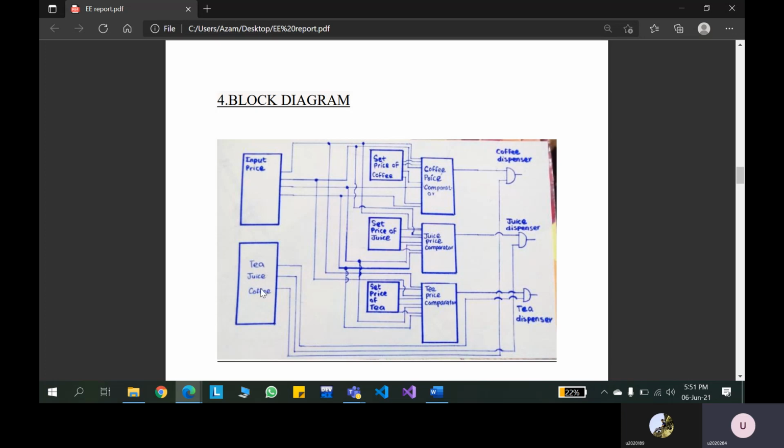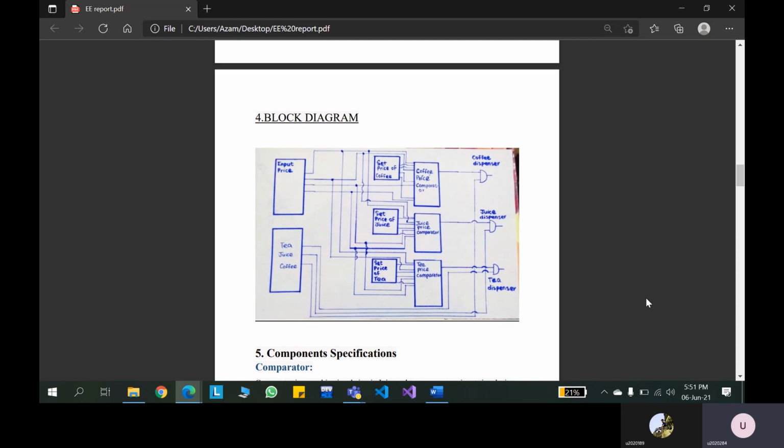He has to select one of them, tea, juice or coffee, and then the money provided by the user will go forward and be compared using a comparator with the price of the item which he wants to get dispensed. If the price of the item and the money provided by the user are equal and the item selected by the user is also one, in that case that particular item will get dispensed. Now I would like to call Jawad, and he will be talking about the component specifications and giving an overview of the working project on Multisim. Jawad.